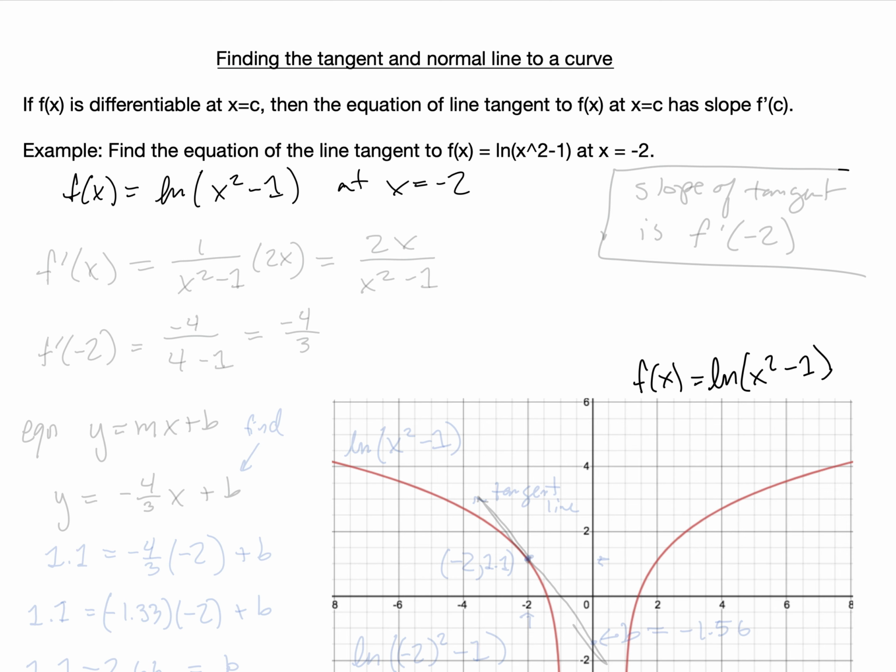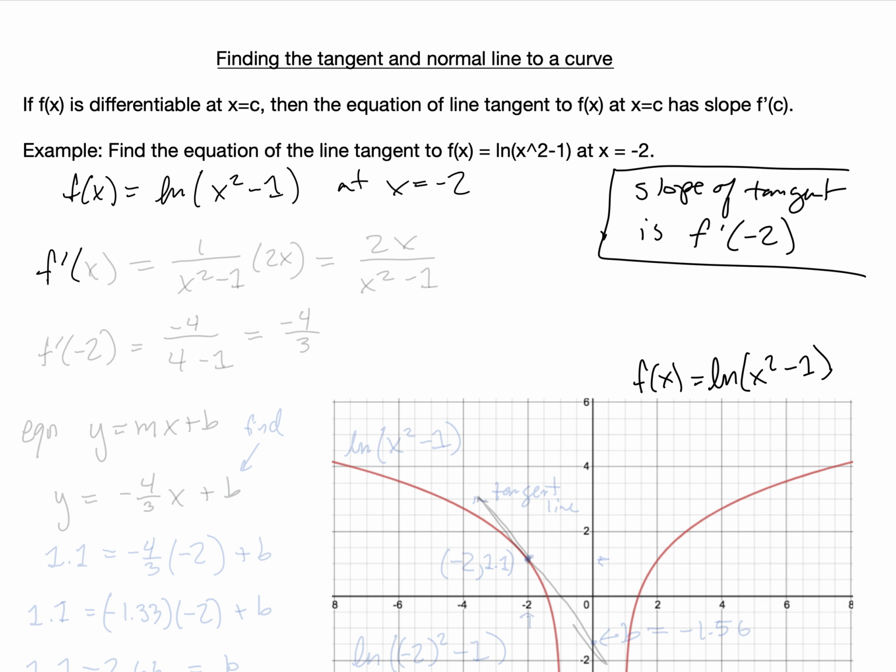And so that means that the slope of the tangent line is f prime of negative 2. So that's the slope of the tangent line. Let's find first the derivative, and then we'll find the derivative plugging in negative 2 for x.